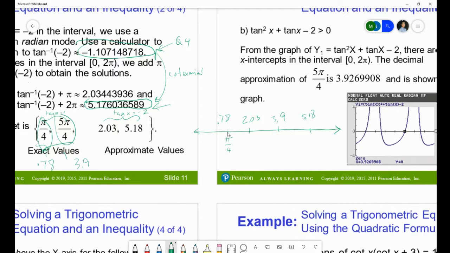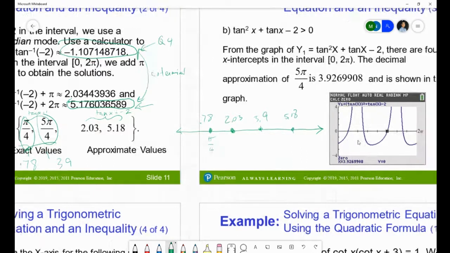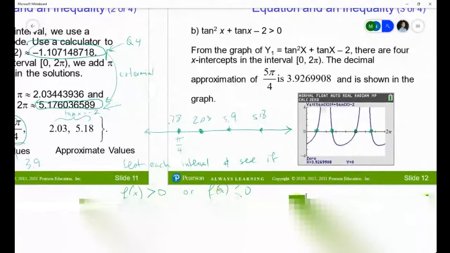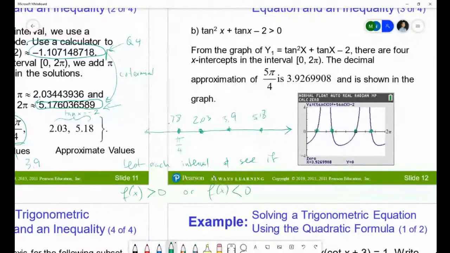All right, so what we need to know first of all is that these are the locations where the graph touches the x-axis, and you can see here 1, 2, 3, 4. So I have to test each interval and see if f of x is greater than 0 or f of x is less than 0.